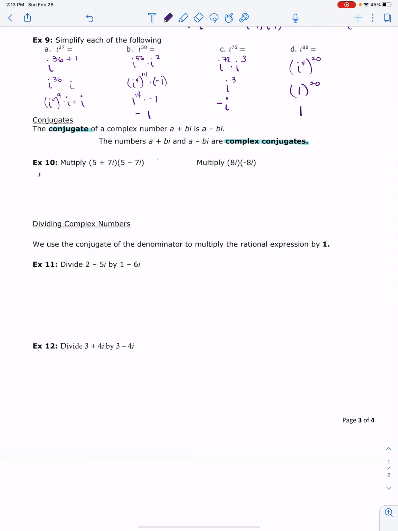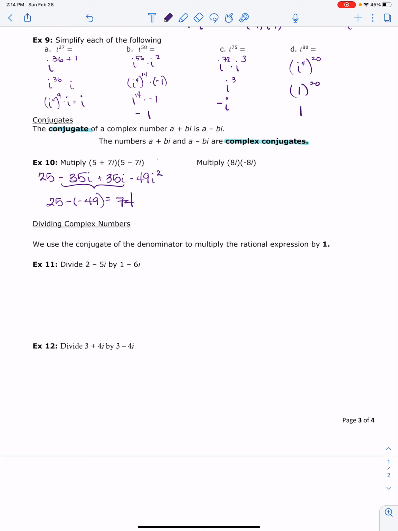5 times 5 gives us a 25. 5 times -7i is -35i. Positive 7i times 5 is positive 35i. I've got positive 7i times -7i. I get -49i squared. These two are going to cancel out. That's that whole difference of two squares property. I end up with 25 minus -49. 25 plus 49, which gives us a 74.